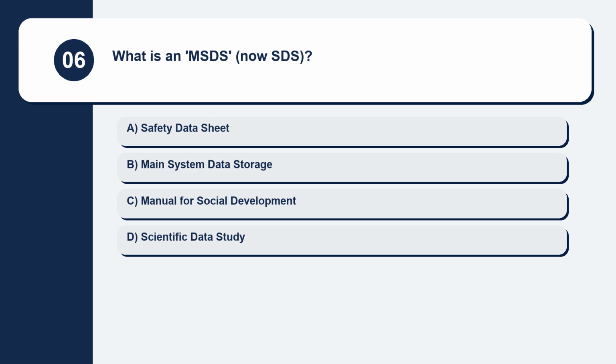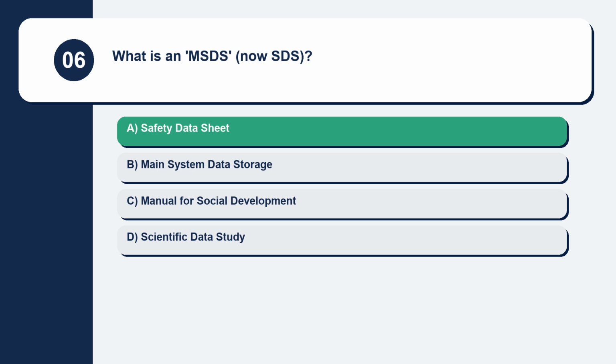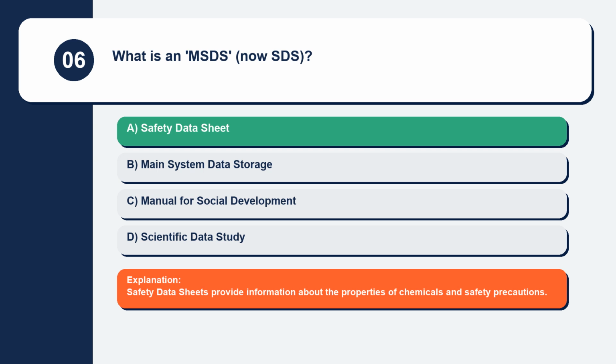Question 6. What is an MSDS, now SDS? Safety Data Sheet. Main System Data Storage. Manual for Social Development. Scientific Data Study. Safety data sheets provide information about the properties of chemicals and safety precautions.